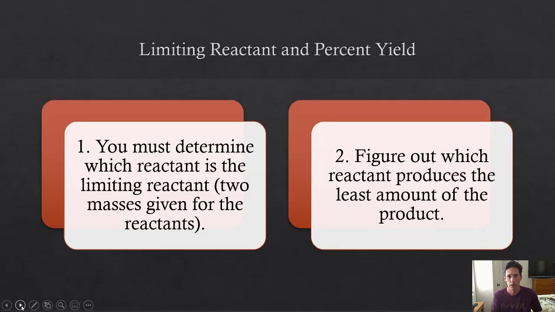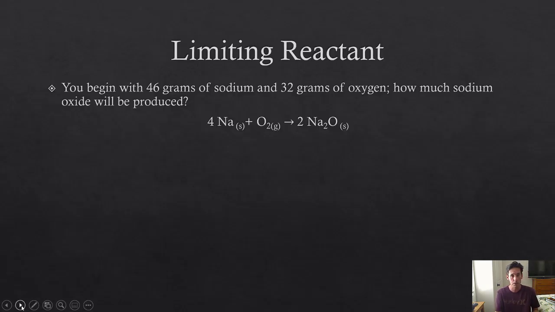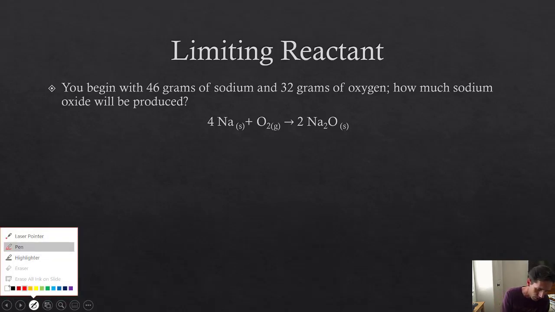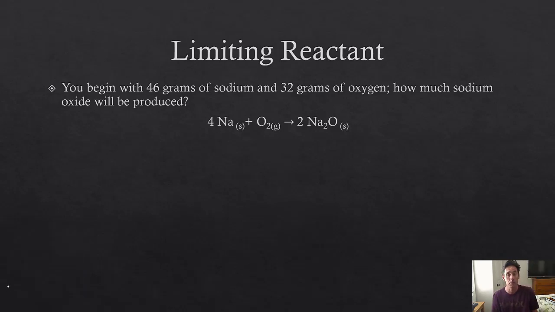So the first thing we have to do is determine which reactant is limiting us in the production of the product. Whichever one produces the least amount of the product would be considered the limiting reactant. Okay, so I'm going to show you how we do this calculation. So this was the problem. The question is how much sodium oxide will be produced. What we're going to do is set up not one calculation but two calculations here.